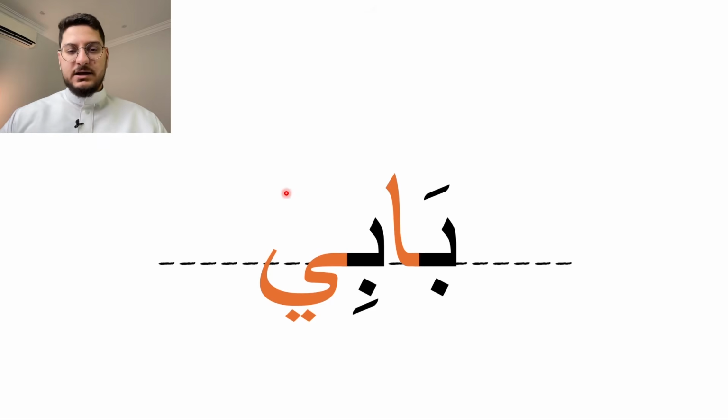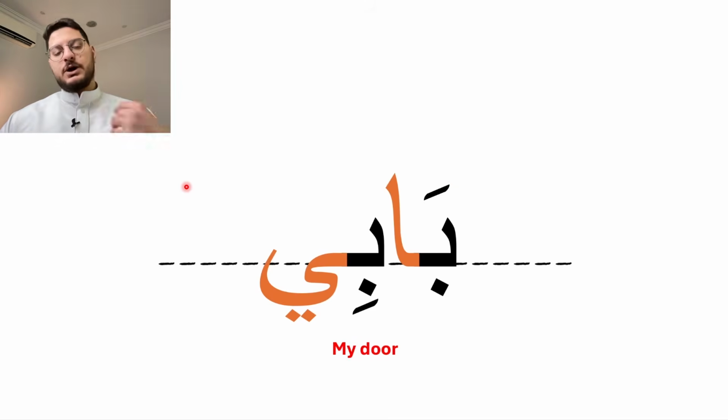So this is حركة طويلة. This is a long vowel. It's making the B twice as long. So now it's B. So the entire word is ba-bi, babi, which means my door.